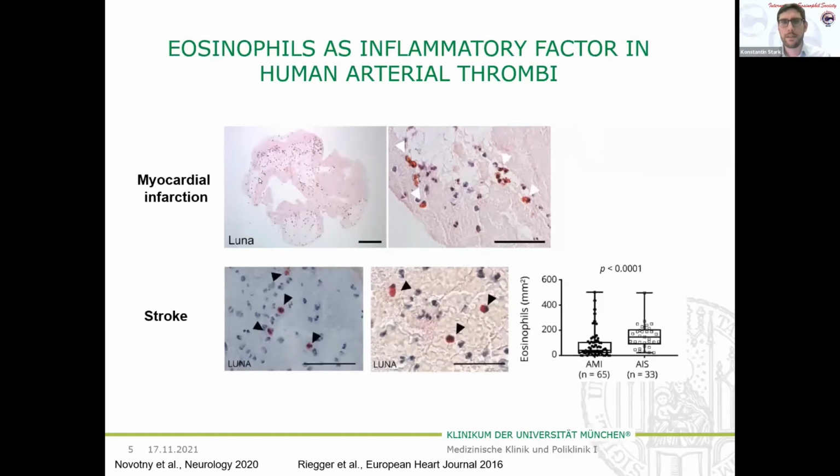So do we see eosinophils in thrombi in humans? Yes, we do. They are enriched in thrombi from myocardial infarction, as you see on the top, but they are also enriched in stroke thrombi. And if you compare these two entities, acute myocardial infarction and acute ischemic stroke, we see that they are even more enriched in stroke than in acute myocardial infarction, indicating that they might indeed be involved in this process and not passively deposited there.